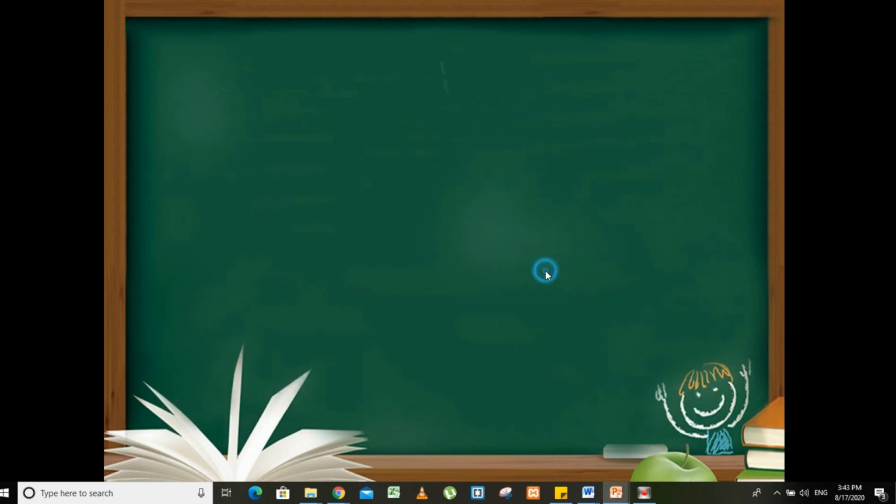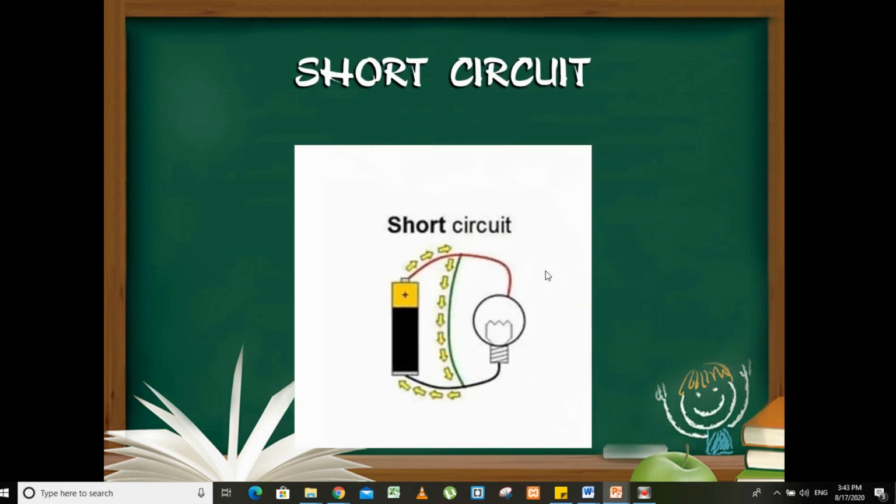Now coming down to the short circuit. The short circuit is simple. When the positive terminal is touching the negative terminal directly, it will form a short circuit. Therefore, the electric current, instead of flowing down to the bulb here, is going to flow the shortest path and go back to the battery.